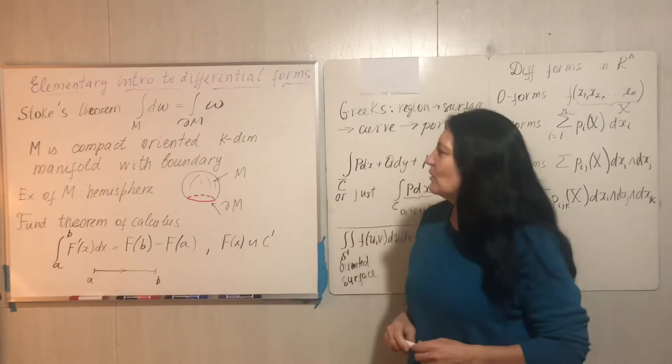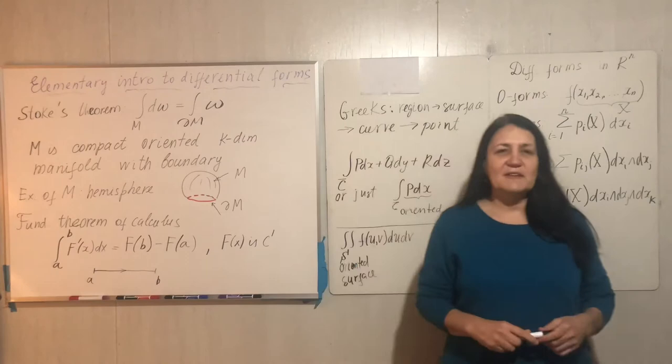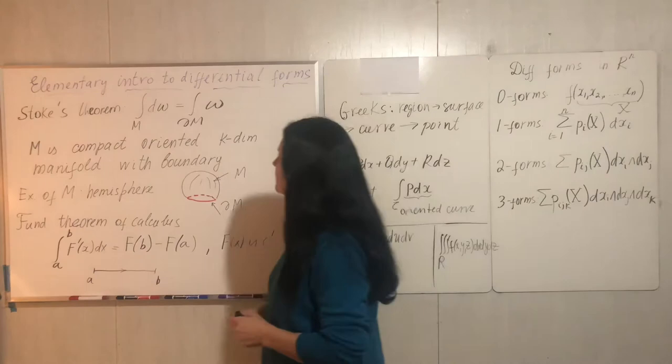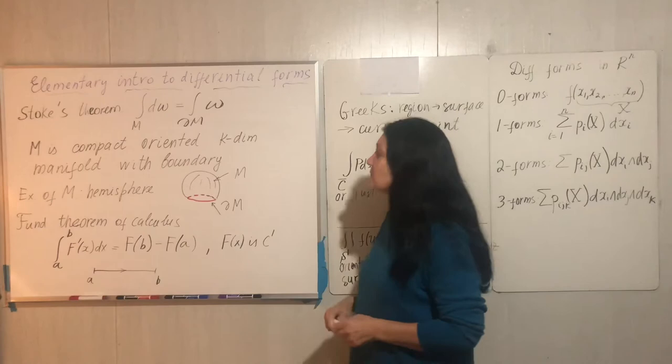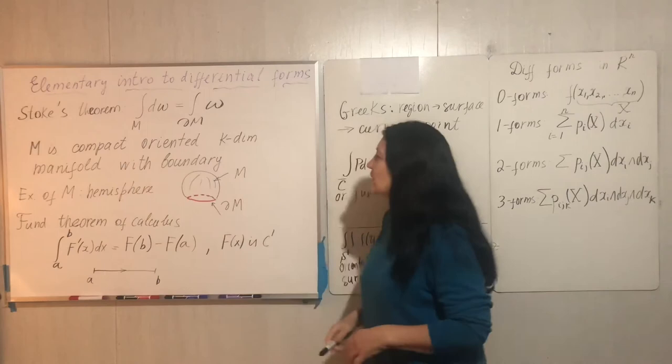You had several versions of this theorem in your multivariable calculus class, and they all can be formulated as a single Stokes theorem. So in this general form, we have one integral, where M is assumed to be a compact oriented k-dimensional manifold with boundary.